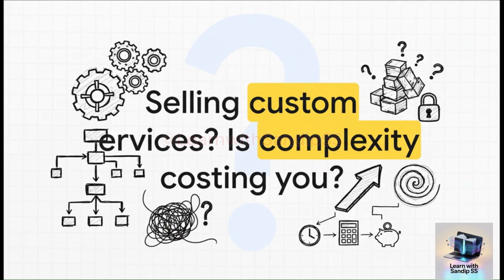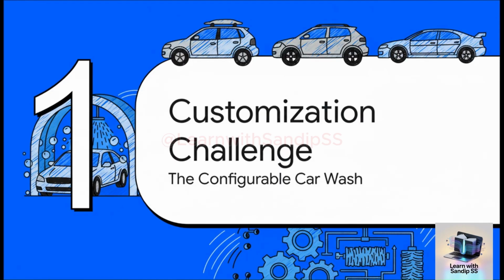Just think about it for a second. Every single custom option you offer adds another layer of complexity to your quoting, your scheduling, and your billing. It feels like a constant battle, right? Trying to keep everything accurate and efficient? But what if there was a way to embrace all that complexity without all the chaos? To really see how this works, let's use a simple analogy that we can all understand. A super configurable, top-of-the-line car wash.